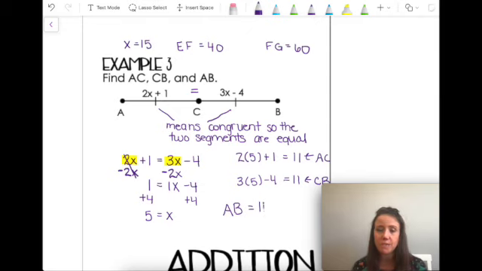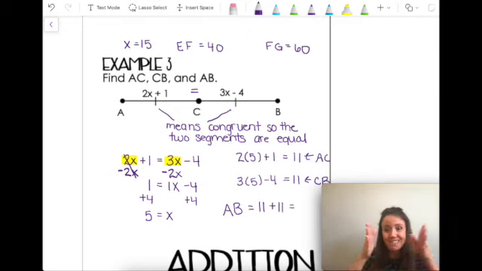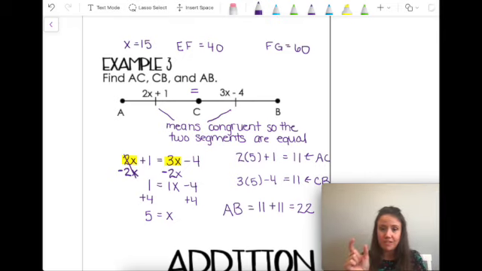The last piece it wants to know is AB, which is the entire piece. So just like we talked about in the beginning, I'm going to take the first half plus the last half. Add them together. So 11 plus 11 is 22. Right, and that's going to sum up your segment addition postulate.